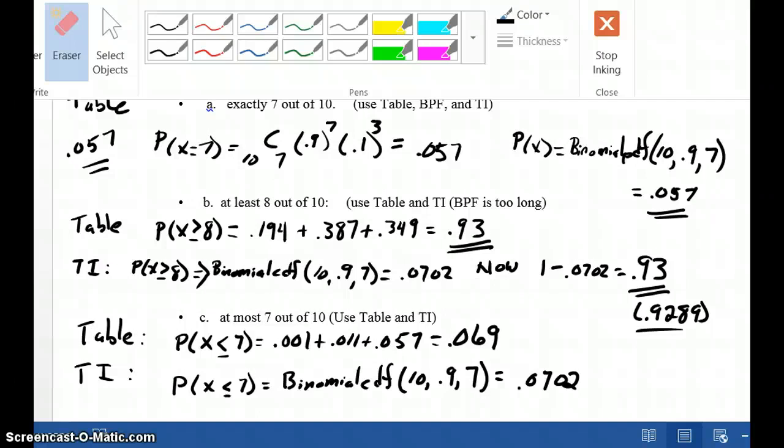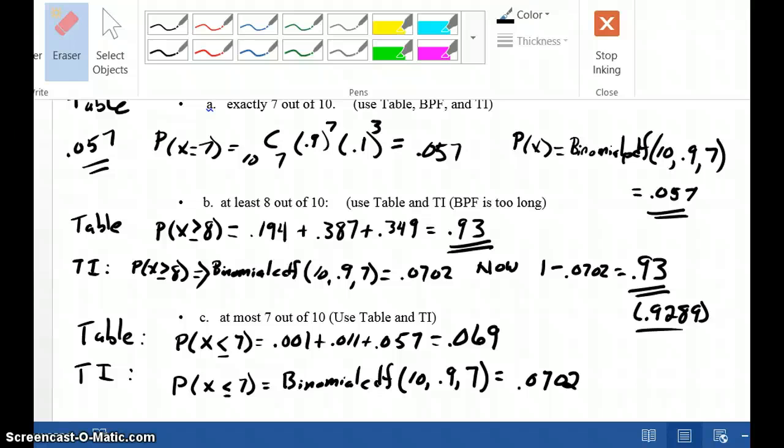The next part that I would like to do is the C part rather than B. We'll come back and pick that up at the end. The question is, what is the probability that I can make at most 7 out of 10 if I'm a 90% shooter? So again, if I use the table, I can say I want to know the probability that x is less than or equal to 7. That would be at most 7. And I can simply add up the values that are there.